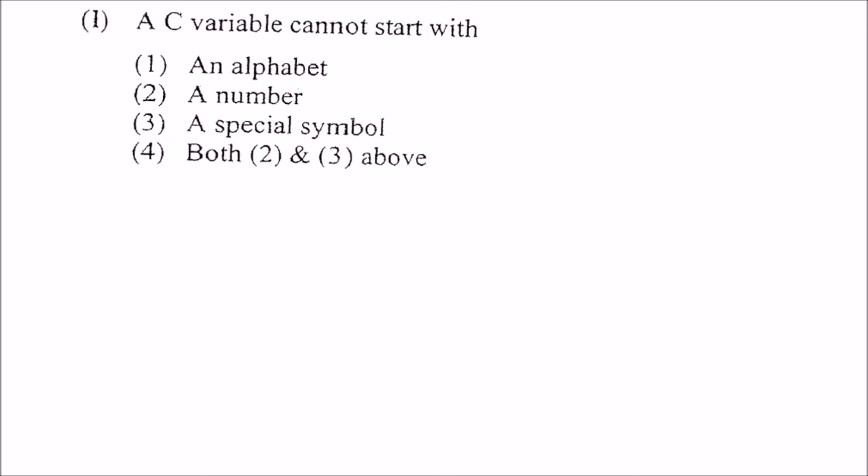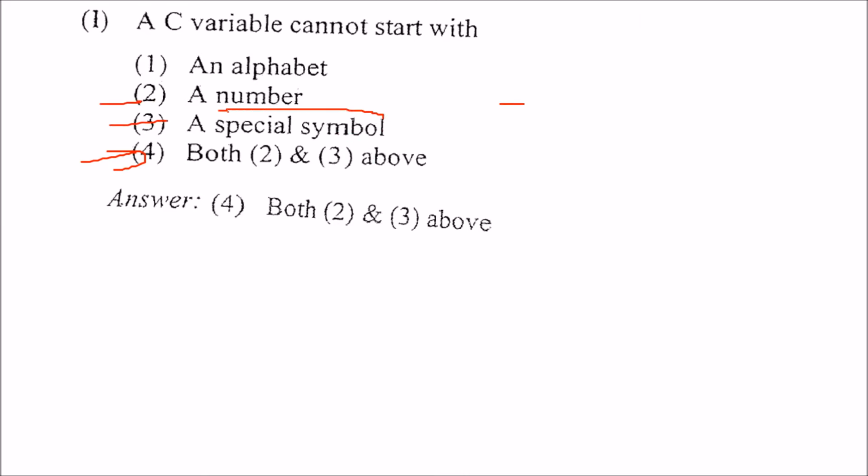A C variable cannot start with a number or a special symbol. A C variable can start only with an underscore or an alphabet. So the answer would be this. Both 2 and 3 above mean a number, a special symbol. But if the special symbol is underscore, then it is allowed. So we are assuming this special symbol is not underscore. Then only this is the correct answer.